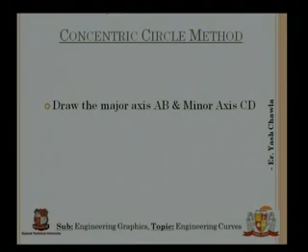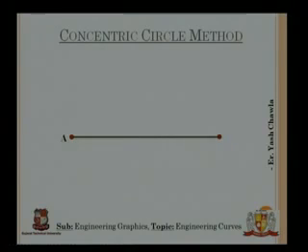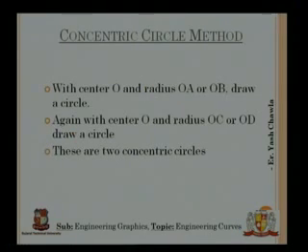So first draw the major axis AB and minor axis CD, as we did in the previous problem, and mark the intersection point as O. Then what is my next step? With center O and radius equal to half of AB, that is OA or OB, I'm going to draw a circle.